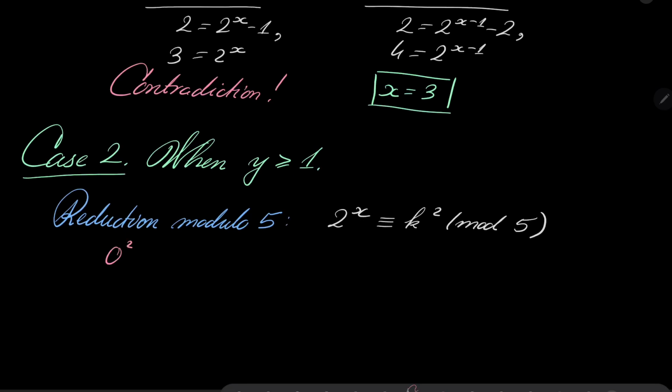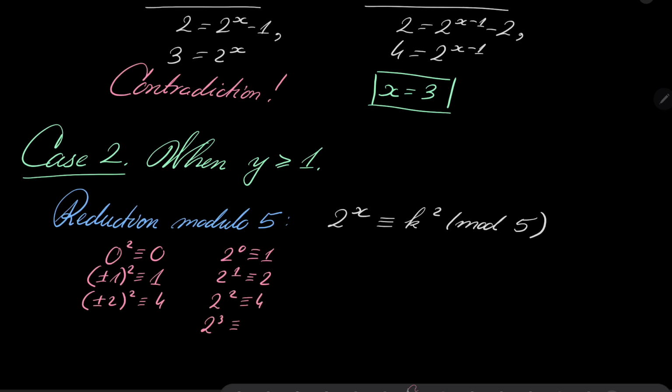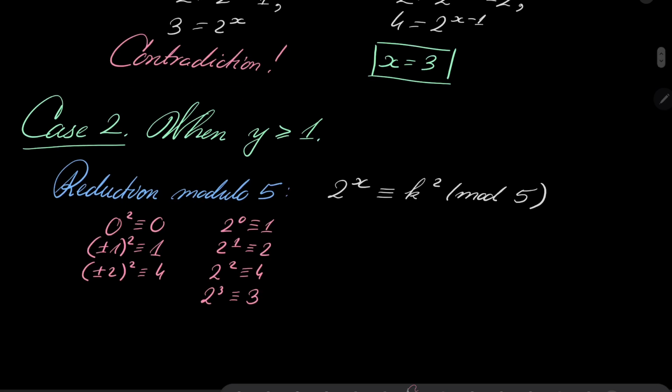Notice that 0 squared is congruent to 0, plus minus 1 squared is congruent to 1, plus minus 2 squared is congruent to 4. And what about 2 to the power of x? 2 to the power of 0 is congruent to 1, 2 to the power of 1 is congruent to 2, 2 to the power of 2 is congruent to 4, 2 to the power of 3 is congruent to 3. And we have repetition going on from there. From there, we see that the only possibility for this congruence to be true is that x must be even.